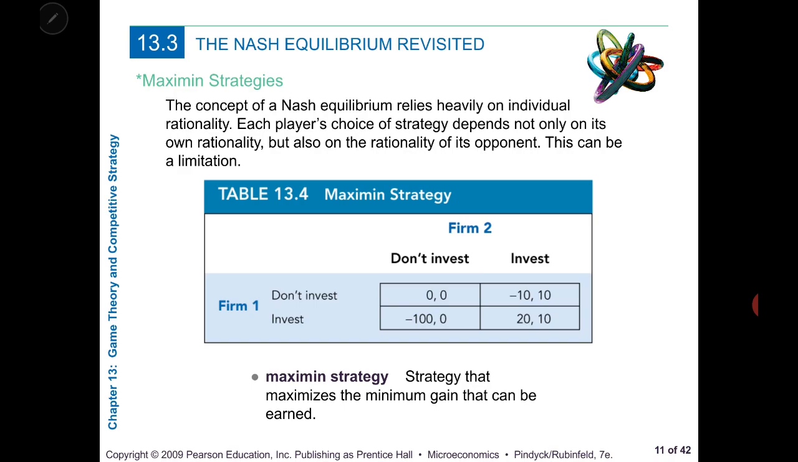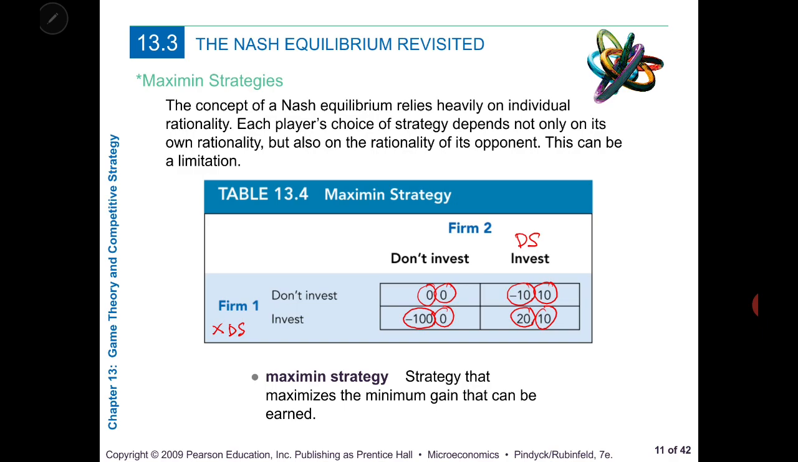So let's look at a dominant strategy for firm 1. 0, negative 10, negative 120. Yeah, so does it look like they have a dominant strategy at the outset? Firm 2, 10, 0, 0, 10, 10. So it has a dominant strategy of investing.